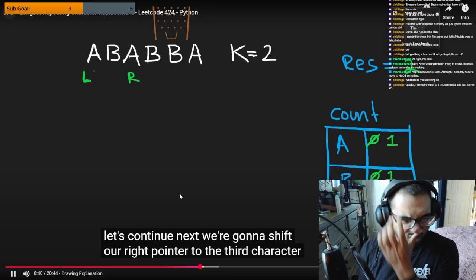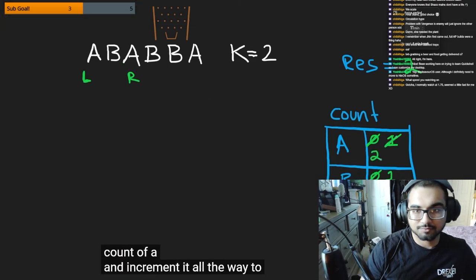Next, we're going to shift our right pointer to the third character. So now we get another a. So we're going to take the count of a and increment it all the way to 2. And we're basically going to repeat our algorithm.